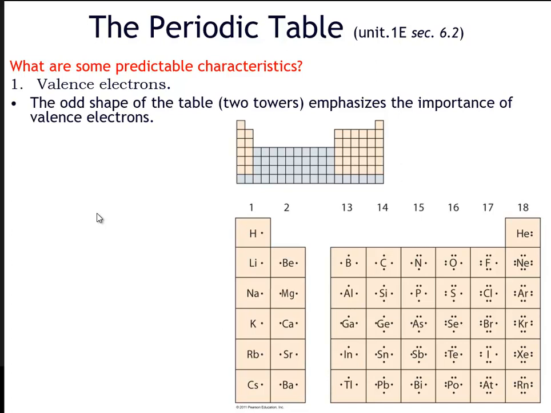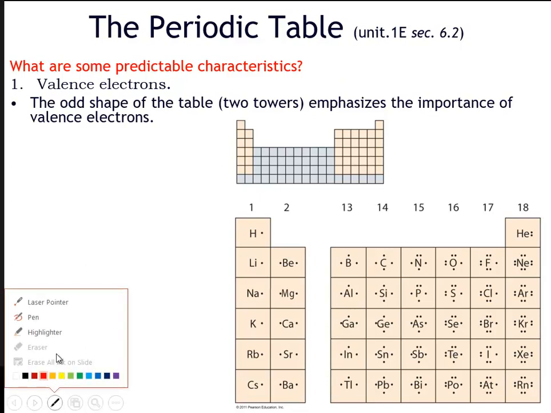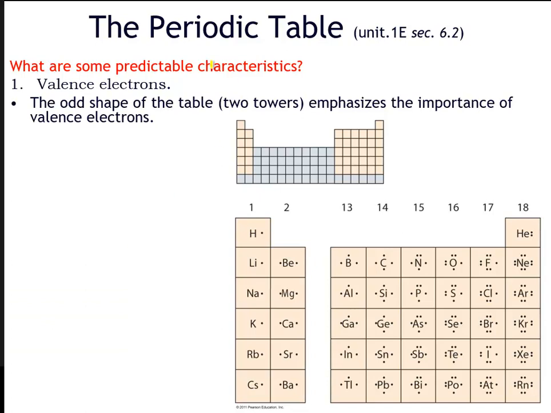This is going to be part two of the lecture series, The Periodic Table. In this lecture, we're going to cover the information in section 6.2 from your textbook and 6.3. The idea here is to emphasize characteristics that we can predict. Some of these might be new and some of these might be old, so let's see how much you know.